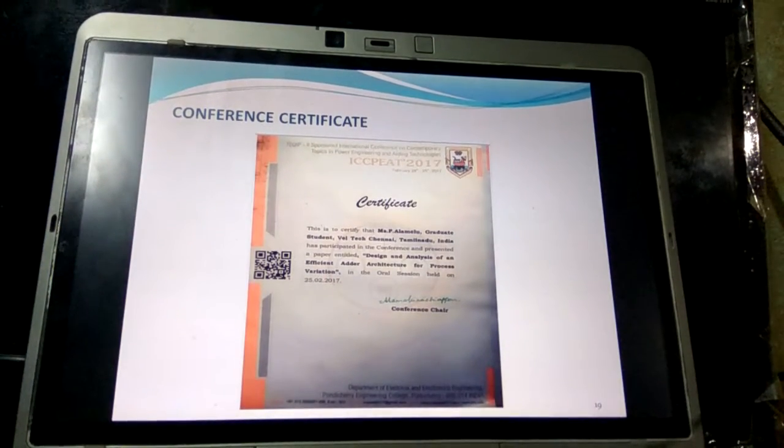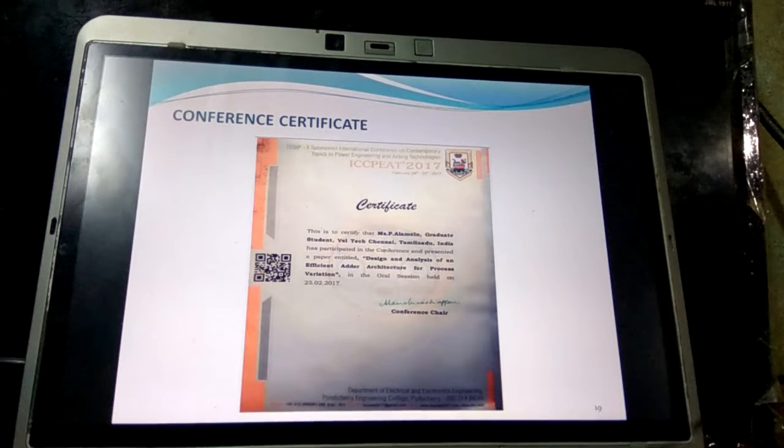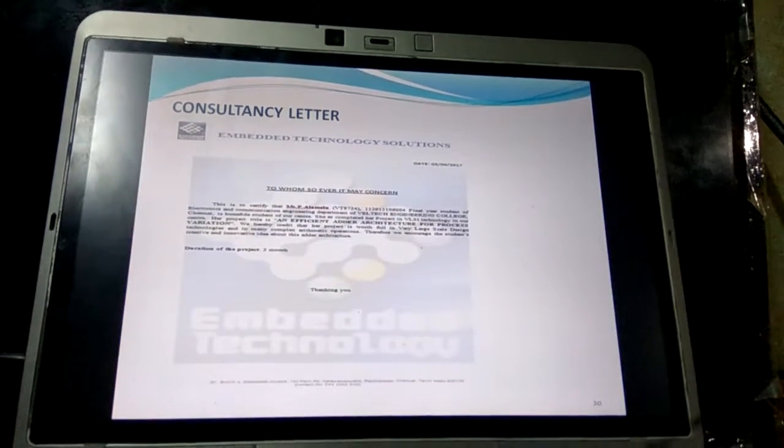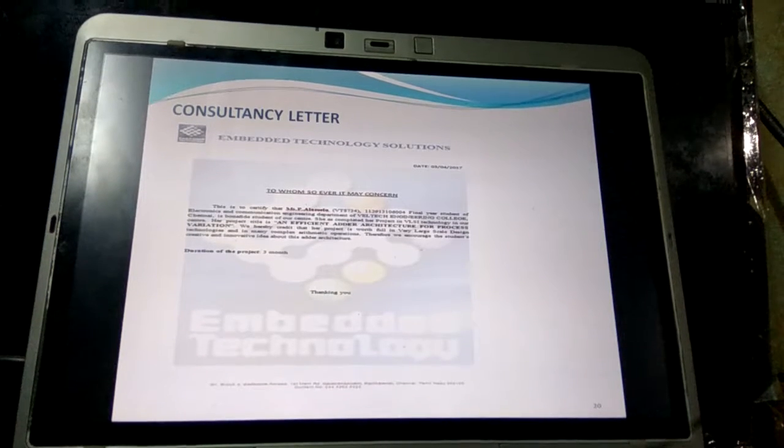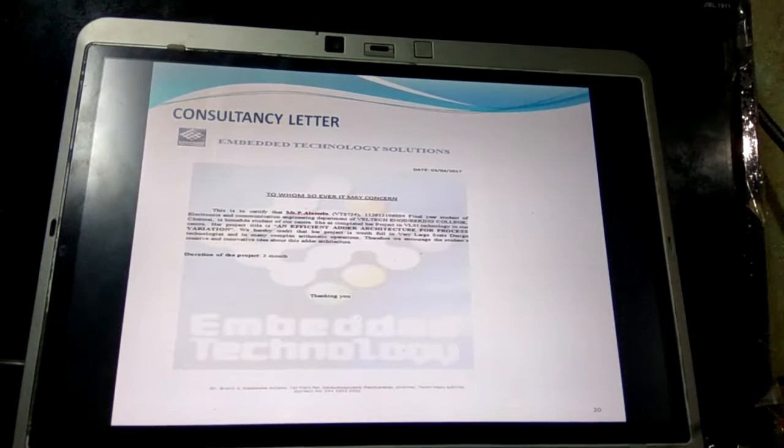And this is the conference certificate which we have attached, which we got at the Pondicherry Engineering College. This is a consultancy letter. We have got a consultancy from Embedded Technology Solutions.